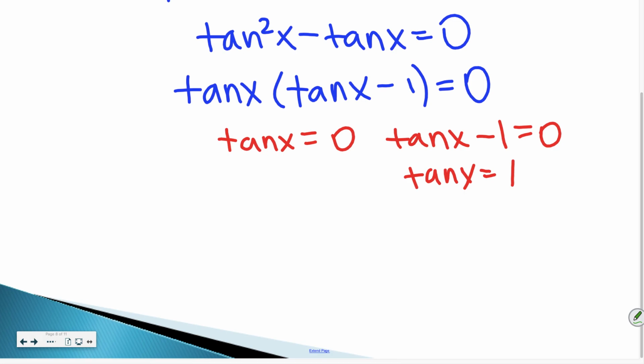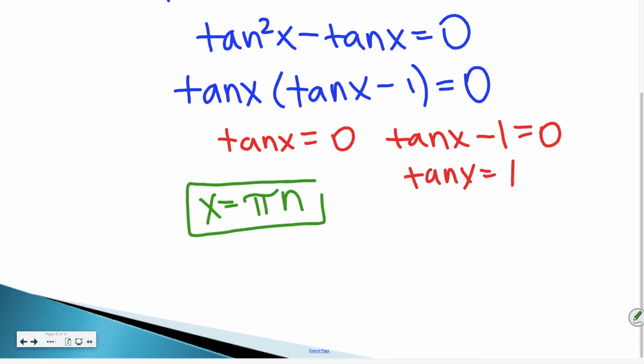The tangent of x equals 0. Where does that happen? 2 pi. Okay. 2 pi, which is the same as 0, also at pi, right? So basically, every pi n, the tangent of x equals 0, right? 0 pi, 1 pi, 2 pi, 3 pi, 4 pi. Okay.